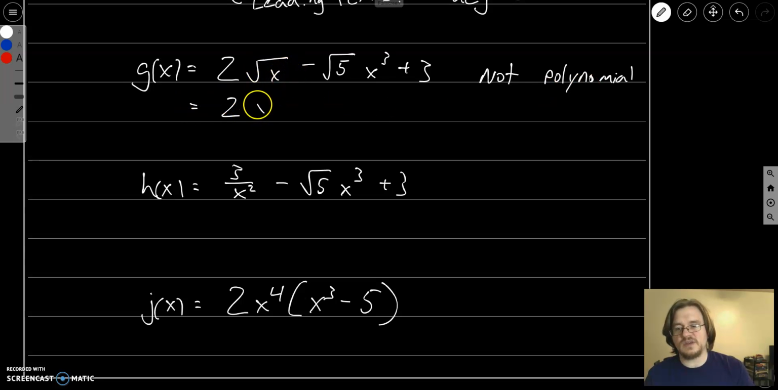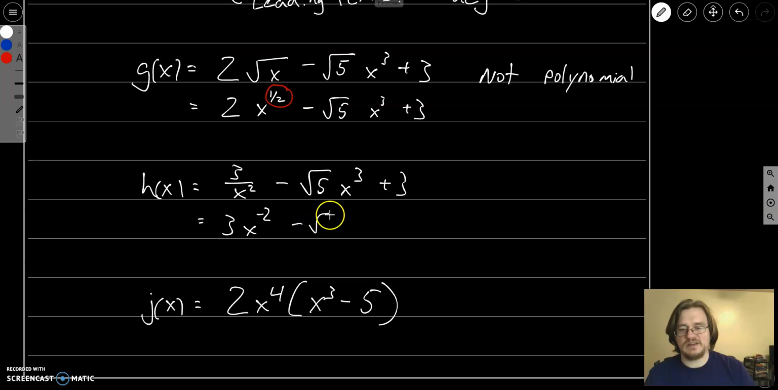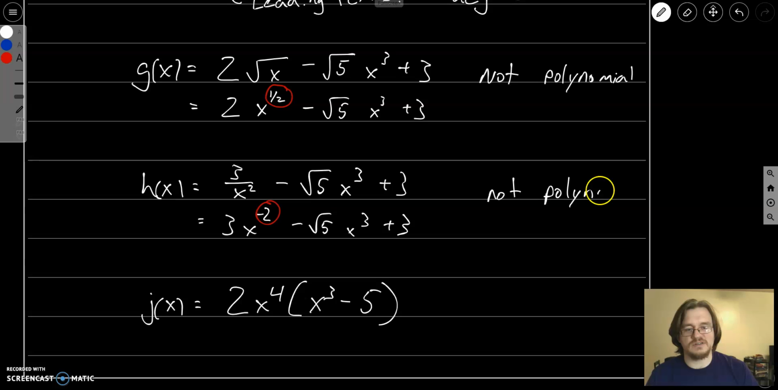And if we rewrite this, we can rewrite this as x to the 1/2 power times the square root of 5 times x to the third plus 3. And x to the 1/2 power, this here is not an integer. So this is not a polynomial. And the same thing goes in this next line. Even though we have an x squared, if I write this as x to a power, anything on the bottom of a fraction is just like a negative exponent. So here I have x to the -2 power, and -2 is not a positive integer, so this is going to be not a polynomial function.